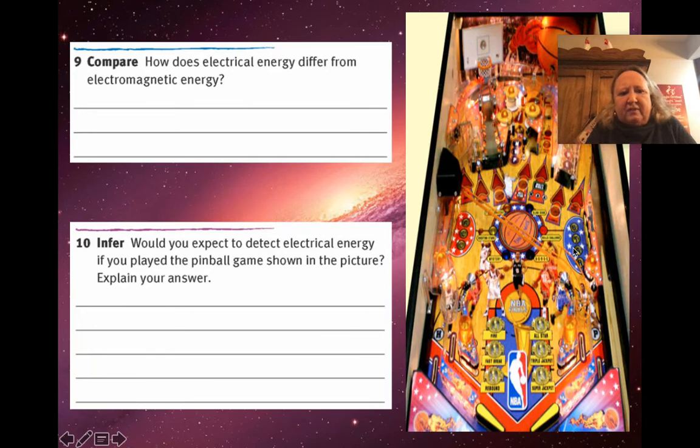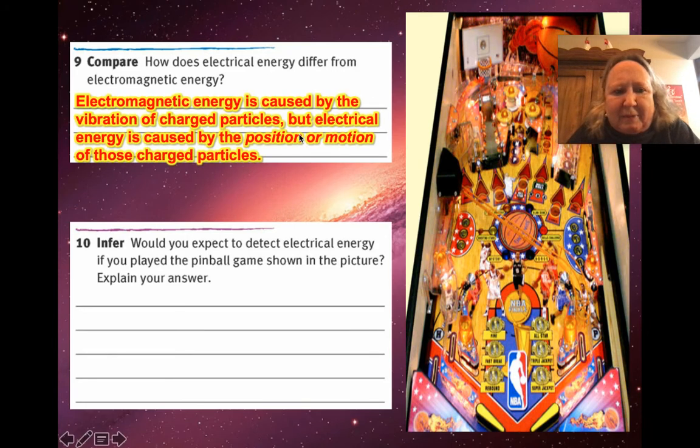All right, so let's look at the next question. How does electrical energy differ from electromagnetic energy? That's a really hard question, and I don't expect you to know it. But let's look at the answer, please. Electromagnetic energy is caused by the vibration of the charged particles, but electrical energy is caused by the position or the motion. Okay, so that's really hard, and I'm not going to spend a ton of time worrying about you knowing that super well, but know that the electromagnetic is the vibration and the electricity is the movement.